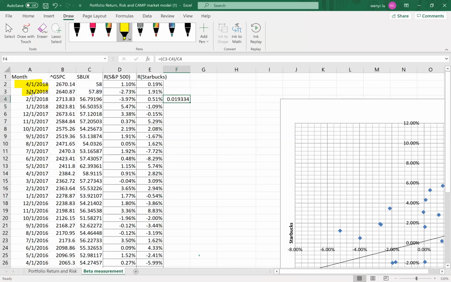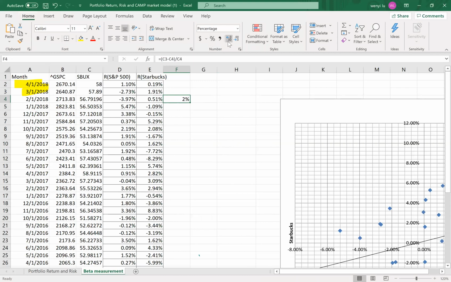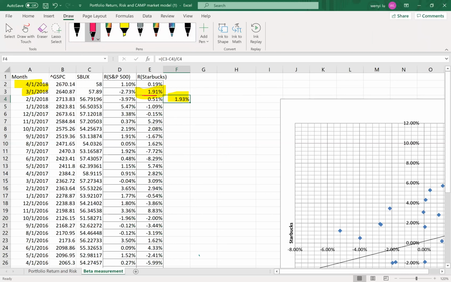For March, it will be equal to 1.91%. You can use the percentage. So that's the return for March. You can see these two numbers are a little bit different. Why can this return be different? Because I use a slightly different formula to solve the return. The return formula I just finished uses the price change. That's the regular return measurement.